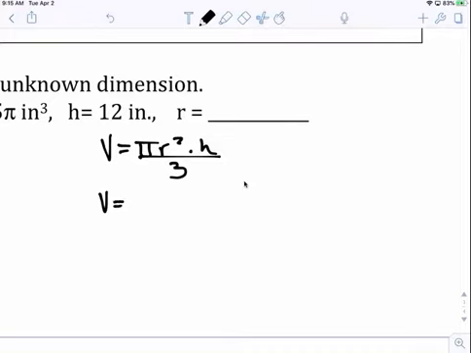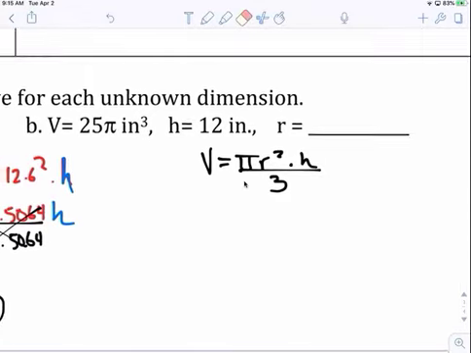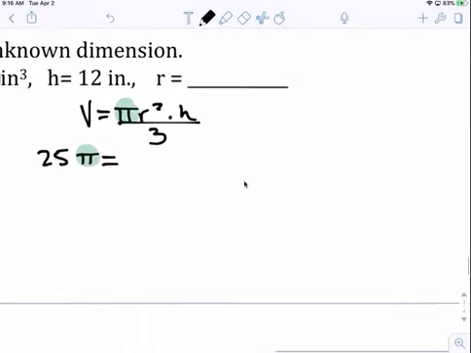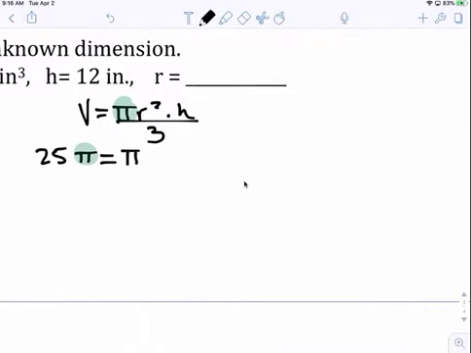Volume then equals... well, let's see, they gave us volume. They said volume is 25 pi. So 25 pi equals... that's letting us know don't change pi to anything, just use pi here. Use pi times radius, r squared, times height. We are given a height of 12, so put 12 here.